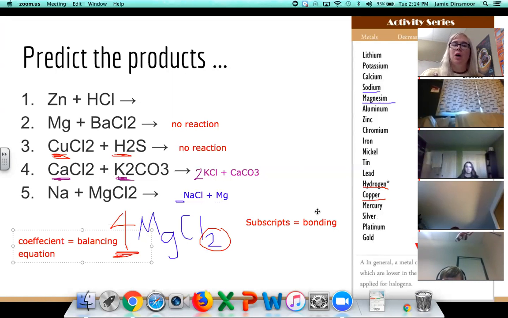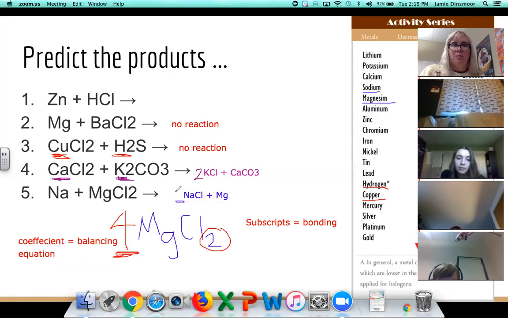Okay. So subscripts are for bonding, coefficients are for your balancing of equations. So do we need any coefficients for number 5 here? Is there something that's unbalanced? Yeah. What is it? I see 2 of something on the left side and 1 of it on the right side. What molecule here or element is unbalanced? Chlorine, right? We've got 2 chlorines on the left side, and I just see 1 chlorine here.